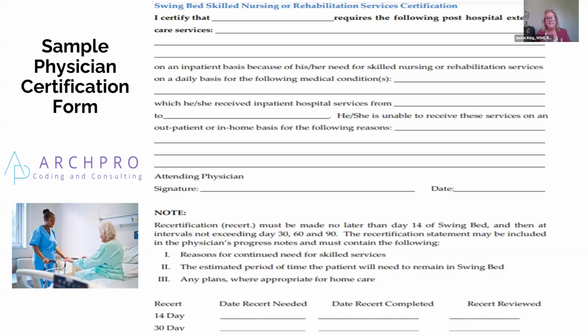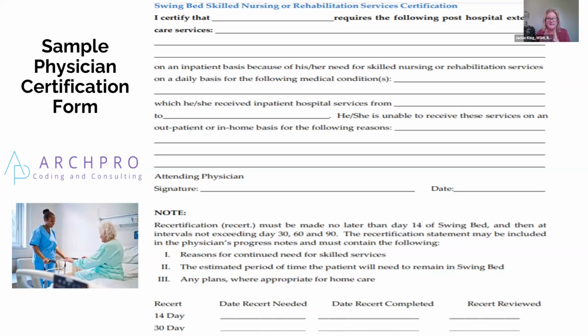So I certify that Jackie King requires the following post-hospital extended care services: physical and occupational therapy and speech language therapy, whatever, on an inpatient basis because of her need for skilled nursing or rehab services on a daily basis for the following medical conditions: post-acute stay for pneumonia, for which she received inpatient hospital services from, there's your 3-day qualifying stay, April 1st to April 6th. She is unable to receive these services on an outpatient or an in-home basis for the following reasons.